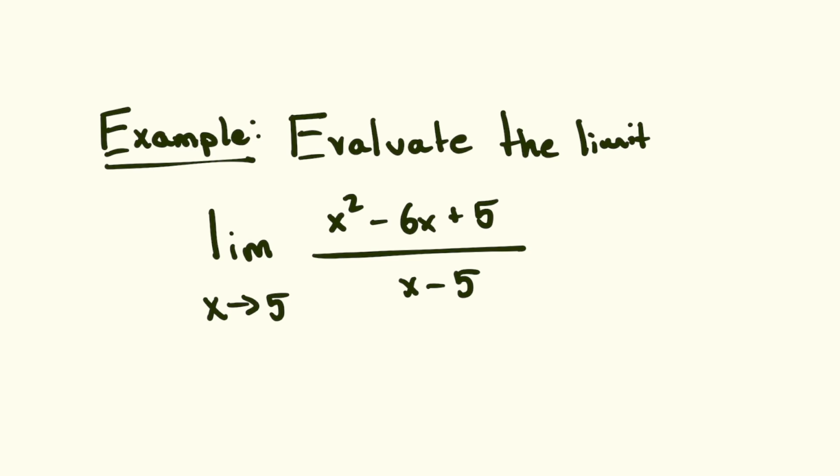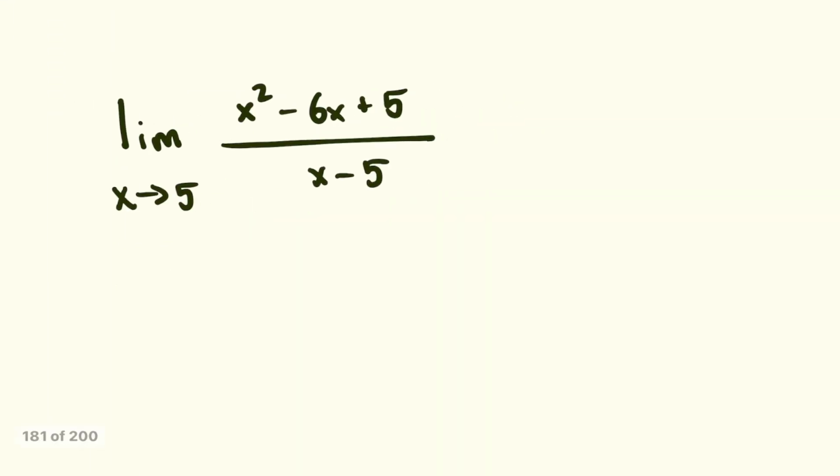Today we're going to evaluate this limit here. We have the limit as x goes to 5 with a polynomial on top and a polynomial on the bottom. First thing that we're going to do is punch in 5 and see what happens. I'm going to do this in a second color because we're going to see some things go wrong.